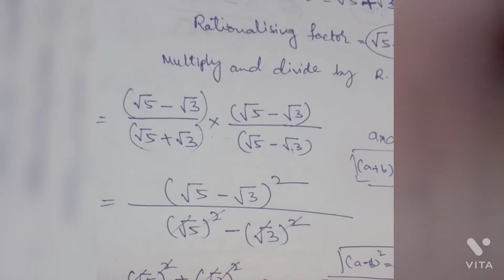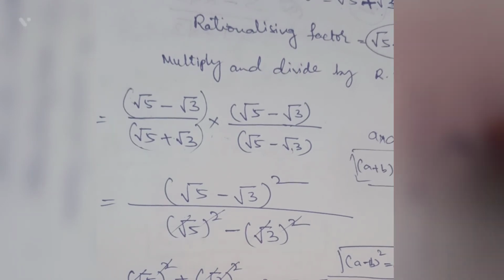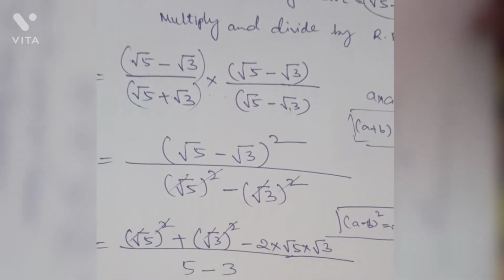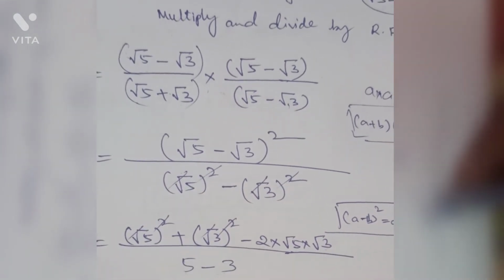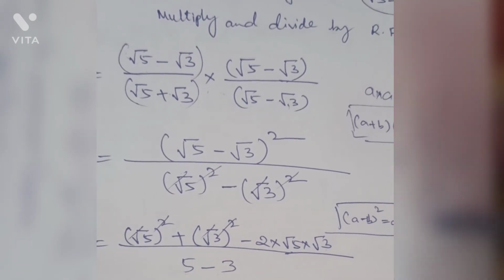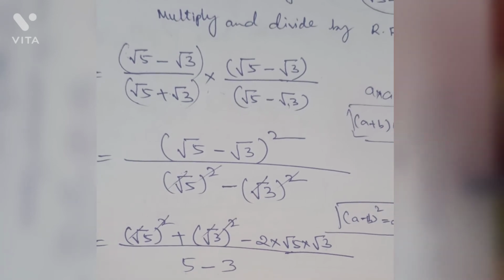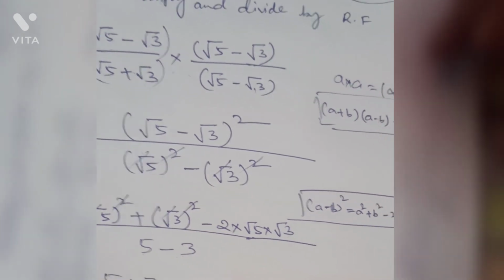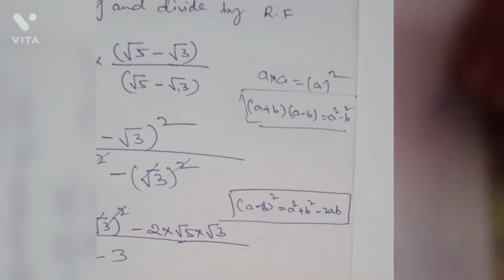Here I can take 2 common in the numerator. If I take 2 common, 2 fours are 8, so 2 fours minus 2 into root 15 divided by 2. The 2 you have taken outside is common, and only root 15 remains. The 2 in the numerator and the 2 in the denominator cancel. So the answer at last is 4 minus root 15 divided by 1.